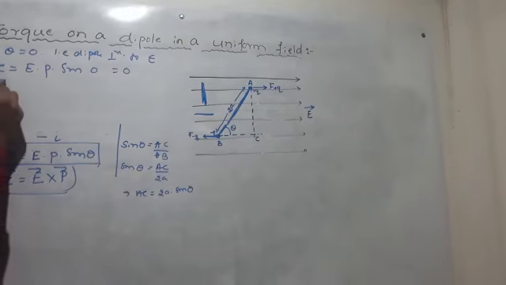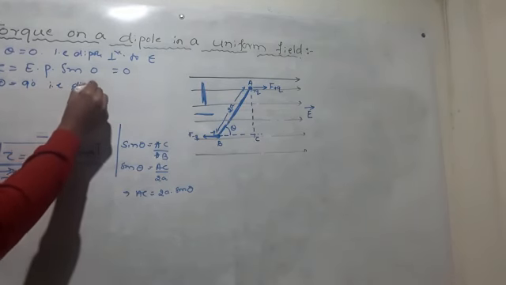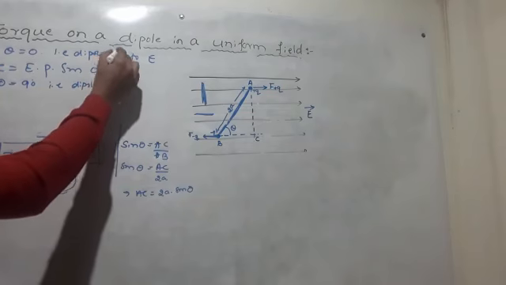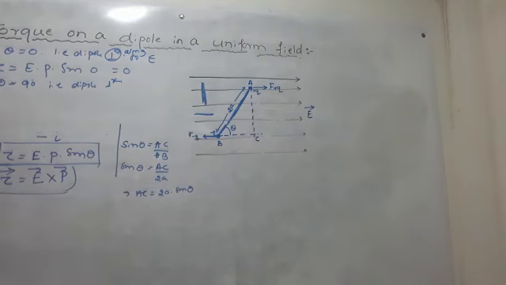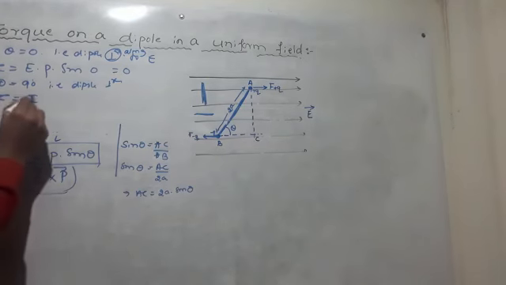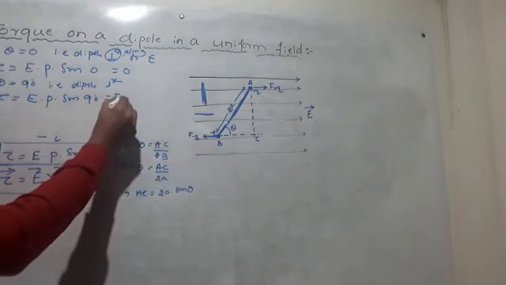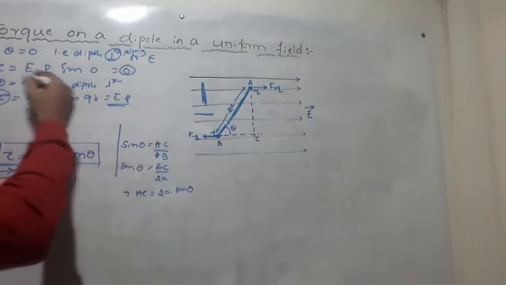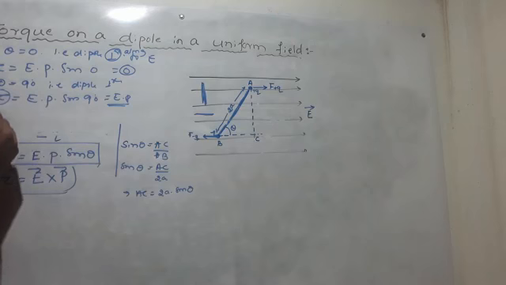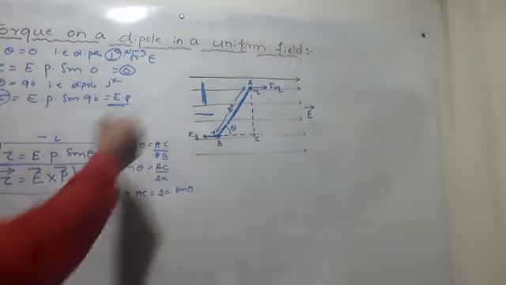In that case, theta will be equal to 90 degrees, that is the dipole is perpendicular to E. Then tau will be equal to EP sine of 90, that is equal to E into P. Therefore, that gives the maximum value for the torque. The minimum value of the torque is 0, that is if the dipole is along the direction of the electric field, and the maximum value will be EP when the dipole is perpendicular to the direction of the electric field.